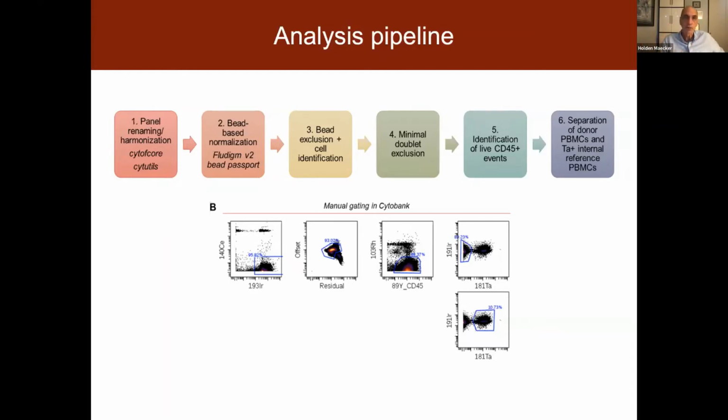It obviously does all of the required steps in terms of normalization to intensity based beads, eliminating of doublets and separating the beads from the cells, identifying the live CD45 positive events, and CD45 was actually added in a second round of this study because we realized that it was helpful to have a common denominator for all of the immune cell subsets that would help standardize the numbers that came out of each site. And then finally, separating out the reference PBMCs and doing the manual gating in Cytobank, as well as automated gating that I'll show you.